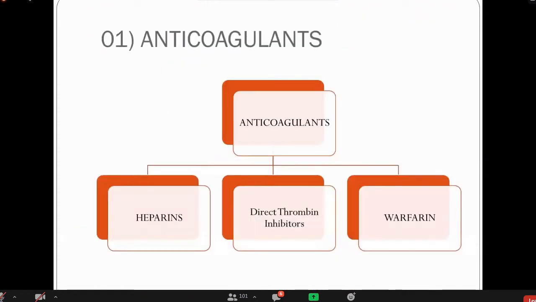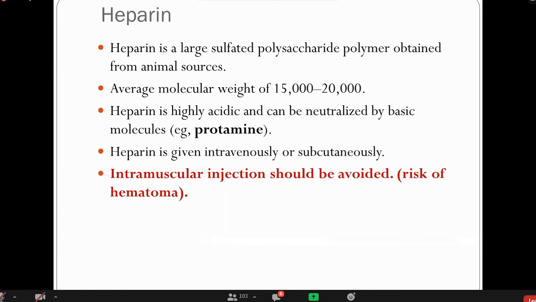Now, anticoagulants, one by one. Among anticoagulants, we have heparins and direct thrombin inhibitors. Now you can recall and understand, because we have focused on two important steps. One is the activation of factor 10, which is responsible for activating prothrombin into thrombin. There are some drugs that can inactivate both factor 10 and factor 2, which is thrombin. But there are some drugs that can directly inhibit the activity of thrombin, right? So these are three major groups: heparin, direct thrombin inhibitors, and warfarin. Now, one by one, this is a very important topic.